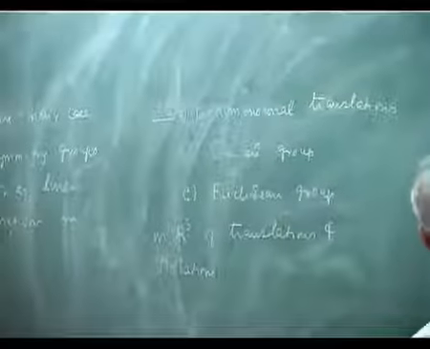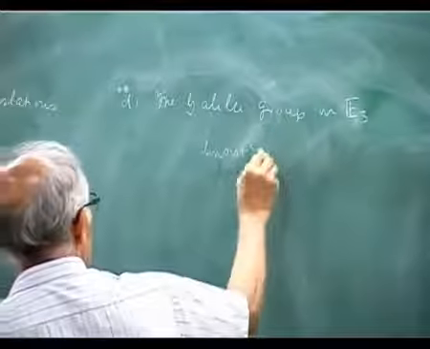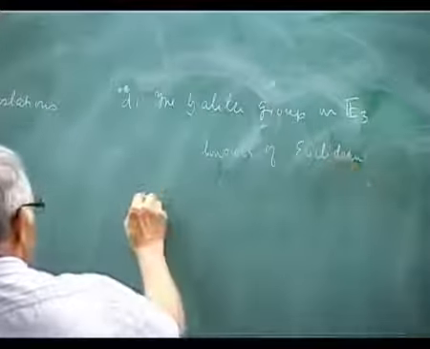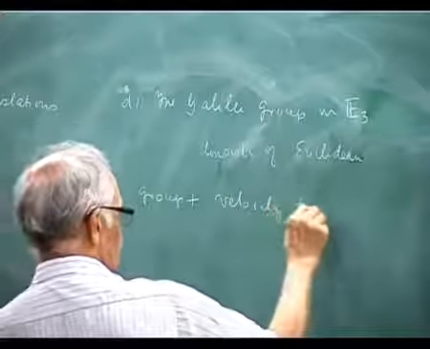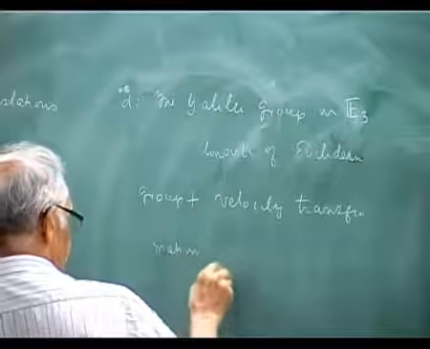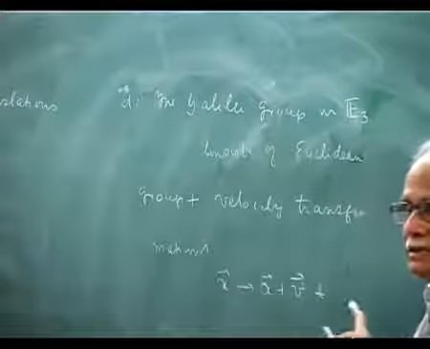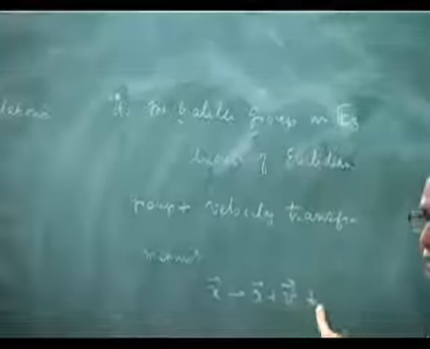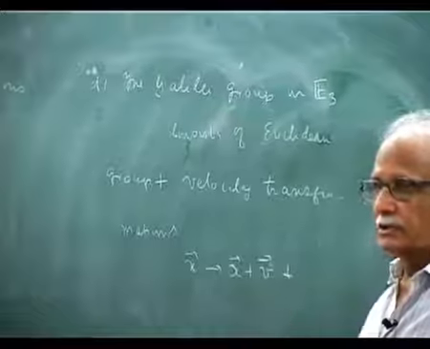So it consists of the Euclidean group plus velocity transformations, like x going to x plus vt. So if you go to a moving frame, the position coordinates will change with time like this. So these are the Euclidean velocity transformations, not the Lorentzian transformations.